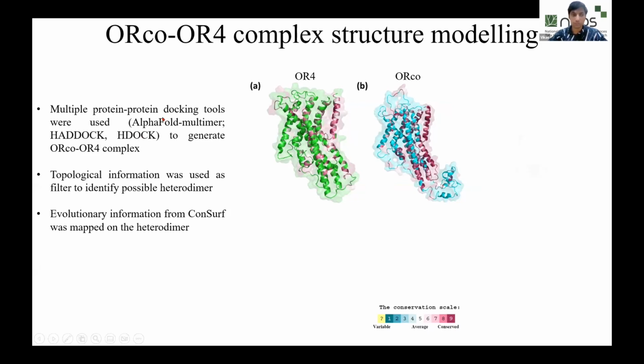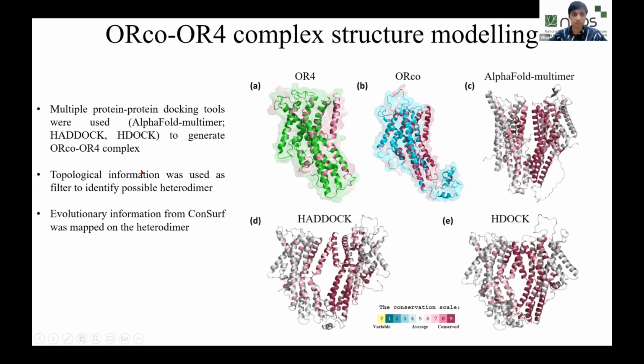So once we have these docked complexes, we can employ the topological information as well as the evolutionary information to filter the wrong poses. And in all these docking approaches, we identified that the 7th transmembrane helix, which is found to be conserved, is also involved in the interaction with the co-receptors. So from these docking studies, we conclude that the orco can interact with a diverse set of ORs through the 7th transmembrane helix and also residues from the intracellular loop 3.